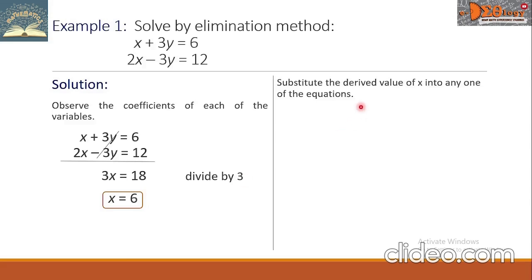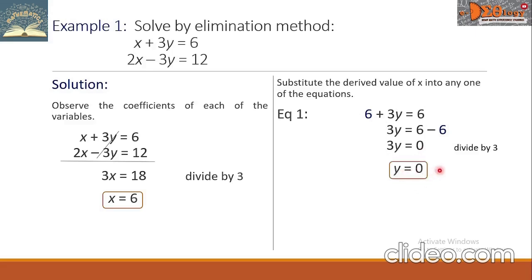Now we substitute the derived value of x into any one of the equations. Let's say the first equation. This is x plus 3y equals 6. x becomes 6 plus 3y equals 6. This 6 here, we transpose to the right. It becomes negative 6. Then the right side becomes 0. We divide the equation by 3 so that y equals 0. This is the value for y. So we are done with our problem. x equals 6, y equals 0.